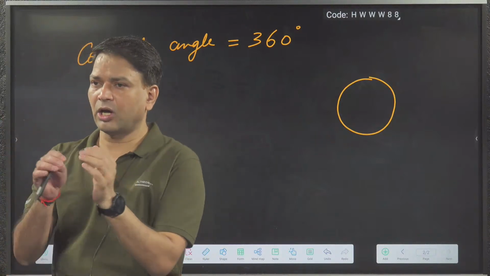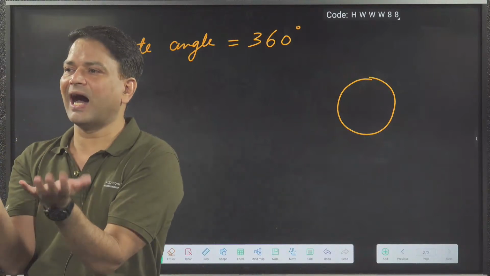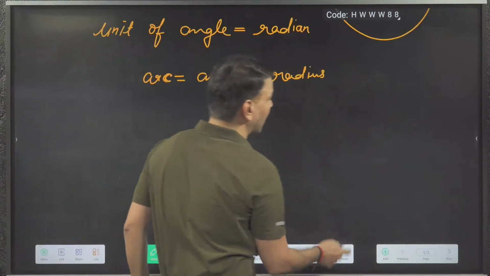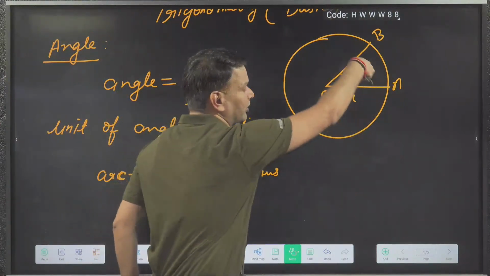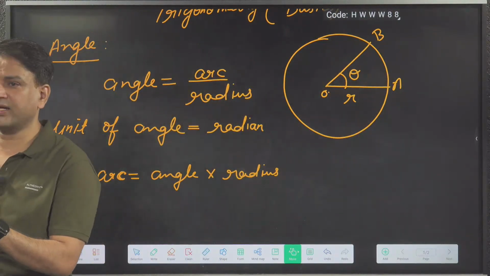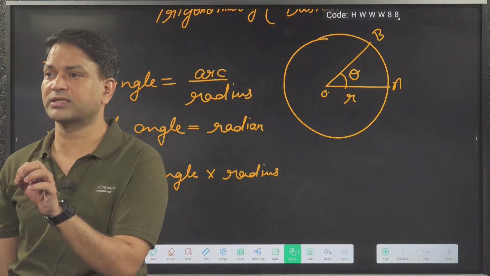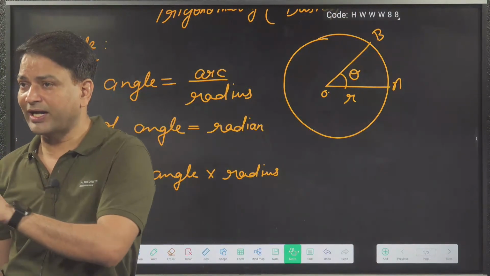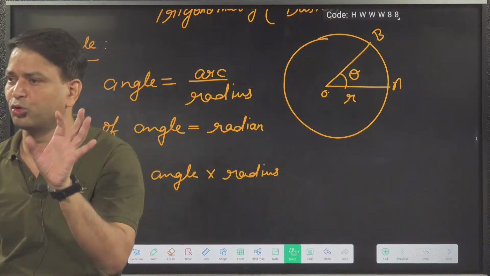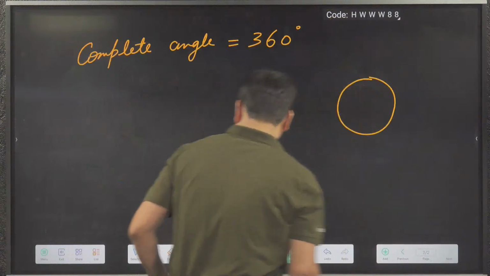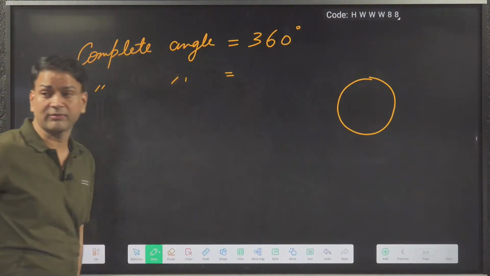So now, in degree, what is the complete angle we have? 360 degree. Now I am asking, when we have the complete angle, meaning the complete circle, what arc length will you take? You will take the circumference. And what is the circumference of the circle? The circumference of the circle is 2 pi r. So for the complete angle, the arc length is 2 pi r. Okay.